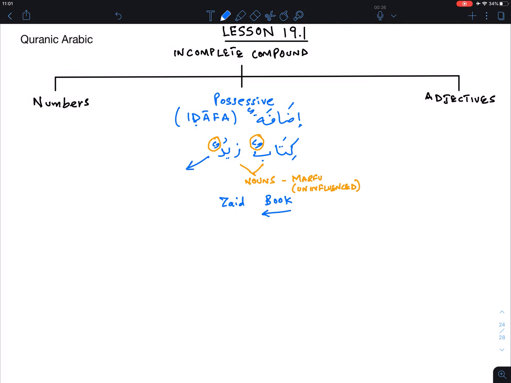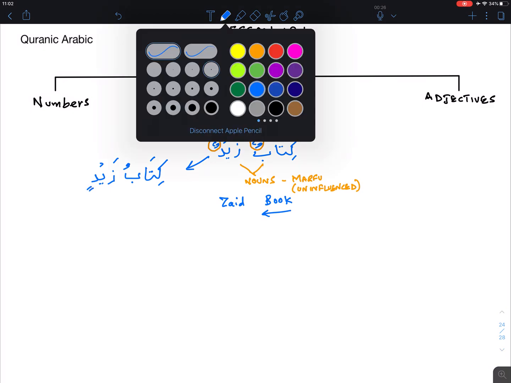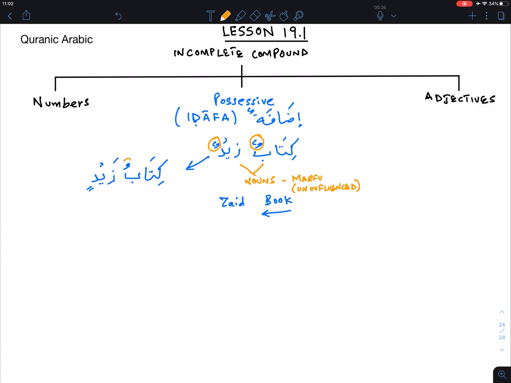Kitabun and Zaydun, if we want to give them this possessive relationship, we're going to say Kitabu Zaydin. See what happened? Right here. You can see that on Kitabun, the tanween dropped. And Zaydun became Zaydin. And just to remind you, what happened? Zayd went into this majroor state.